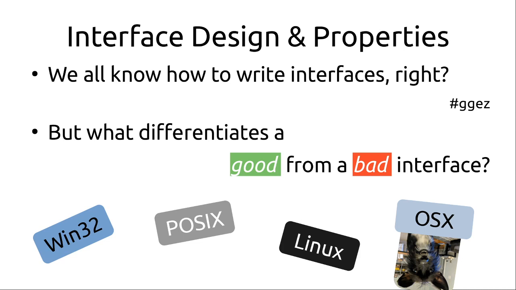So we all know how to write good interfaces, right? We've all been coding for a while. We know how to do this well, right? GG, easy. What's there to talk about? This is easy. Yeah, but not so much, right? Because it's really hard to put your finger on what differentiates a good from a bad interface, right? Maybe it's a type of thing where if you see it, you can say it, but it's not always that way, and it's usually more subtle than that.